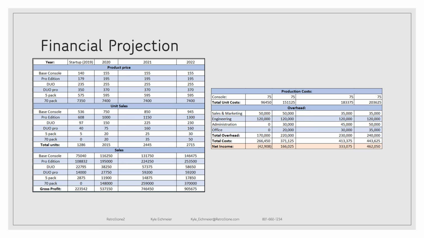Our overhead mostly consists of our engineering team and then our sales and marketing as well. Our total overhead is expected to increase each year as we begin to expand the product overall. Our net income for the first year in 2019 is projected to be about negative $42,000. But after that first year of a loss, we expect to make over $150,000 in the next year, and then all the way up to over $450,000 by year 2022.